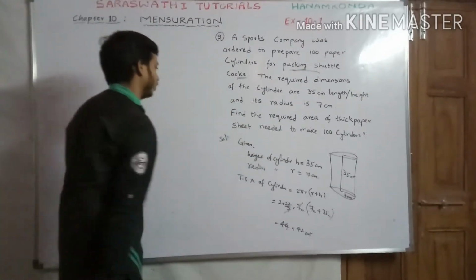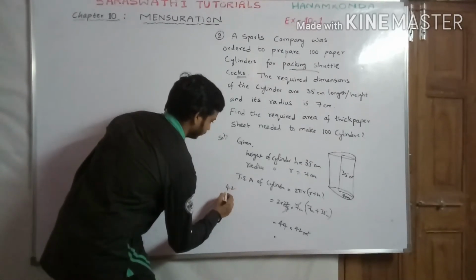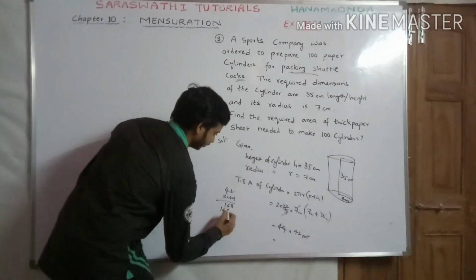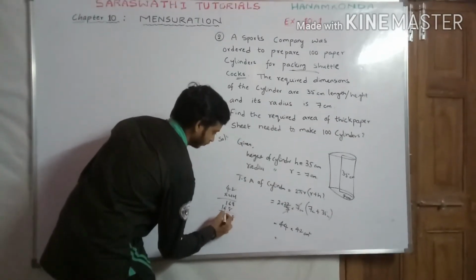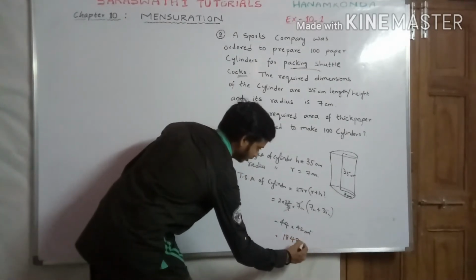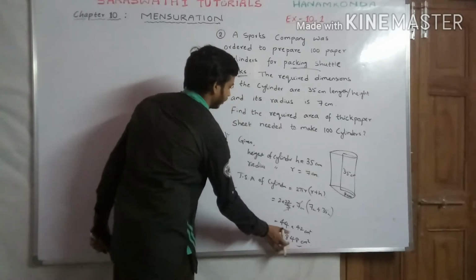Okay, so 44 into 42. 42 into 44. 4 2s are 8, 4 4s are 16, similarly 168. So 1848 centimeters square. So this is the area of sheet required to make one cylinder.